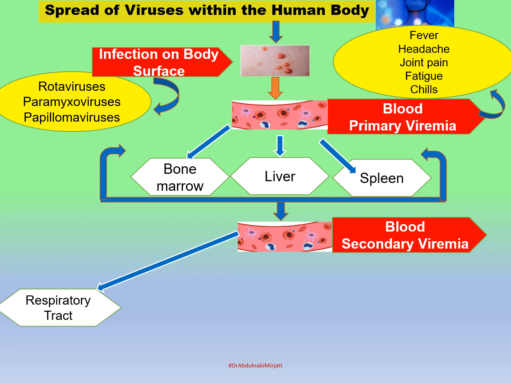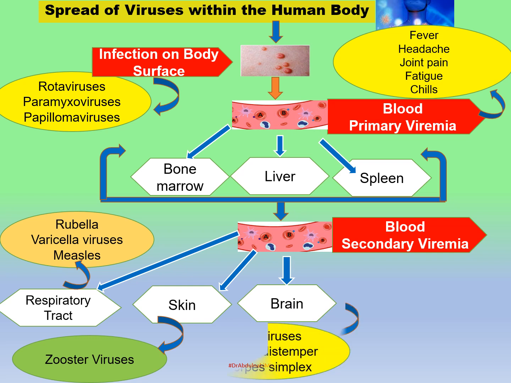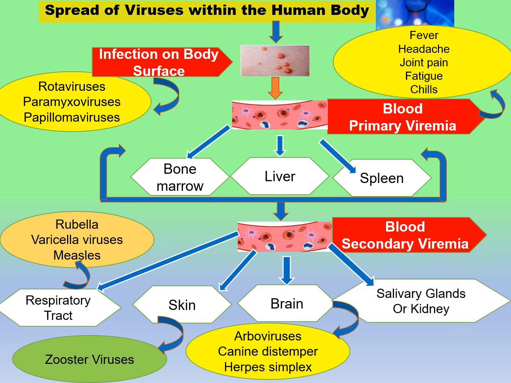So those viruses which cause infections in the respiratory tract will replicate here and cause infections. The viruses which are involved in respiratory infection are such as rubella, varicella viruses, measles. For skin infections, mostly zoster viruses are involved. For the brain, arboviruses and some others like canine distemper and herpes simplex viruses are involved in causing brain infections. Salivary glands or kidney, mostly the rabies virus and cytomegaloviruses are involved in causing infections in these organs.